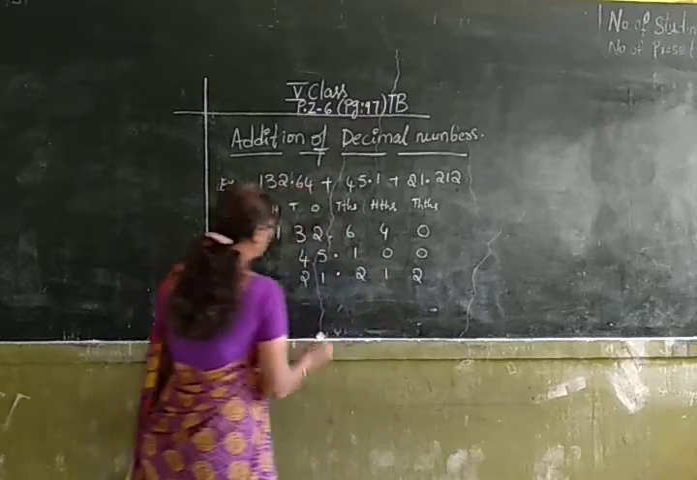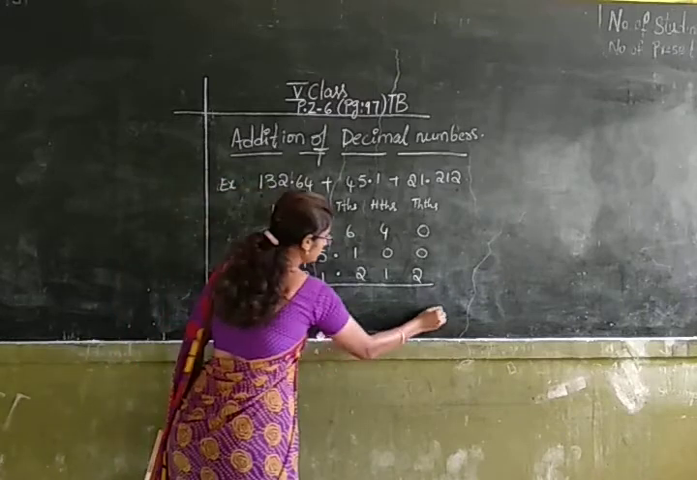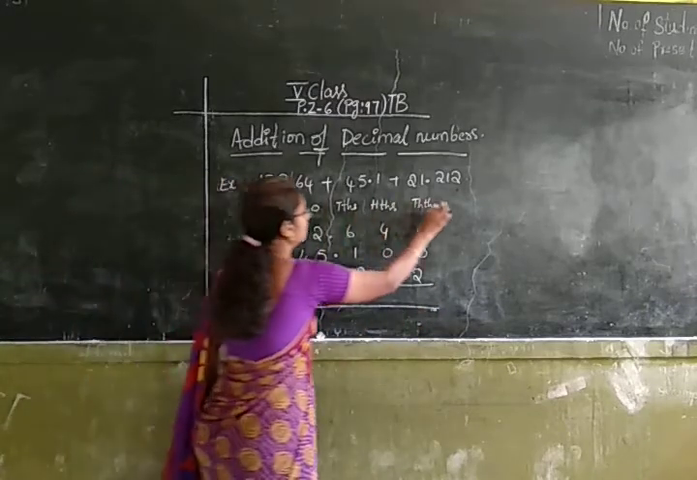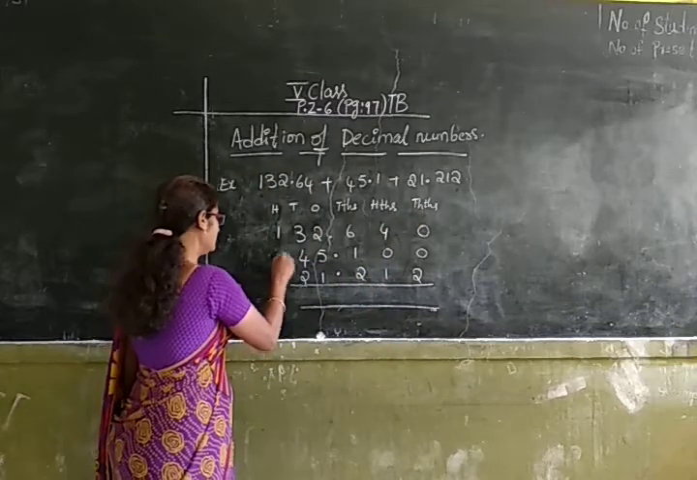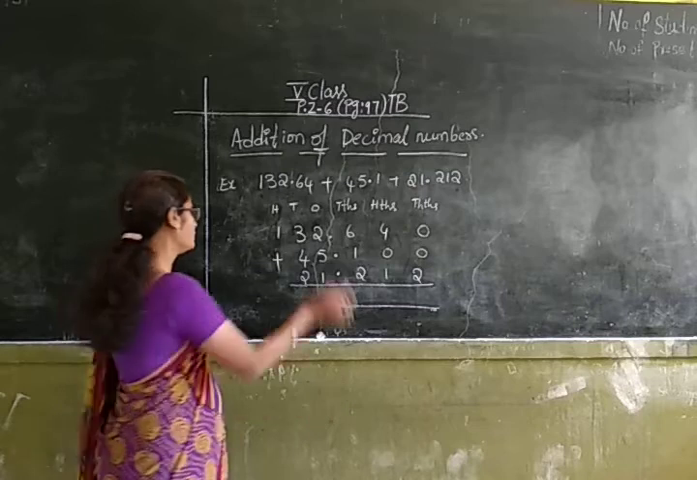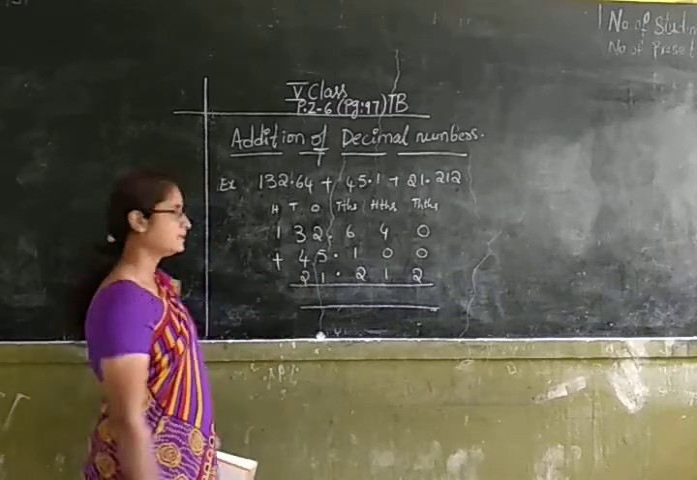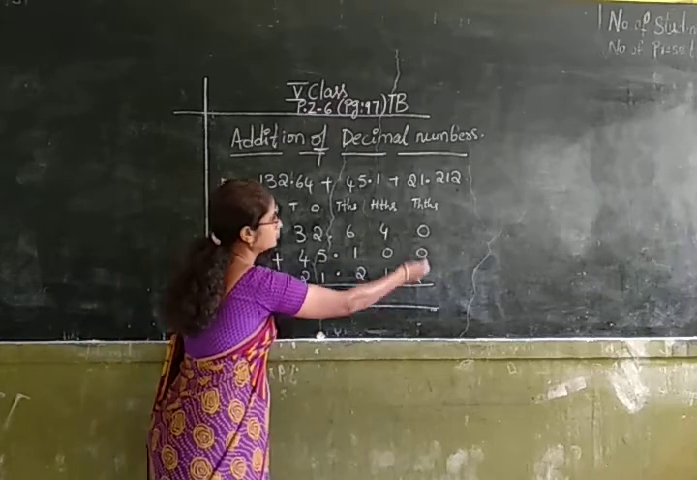21.212. So after arranging the numbers, let us start adding the numbers. Did you understand, children? First we have to write the places. After writing the places, we have to arrange the numbers in columns. You have to put the symbol for addition, which is plus, and then you have to start adding from the thousands place.